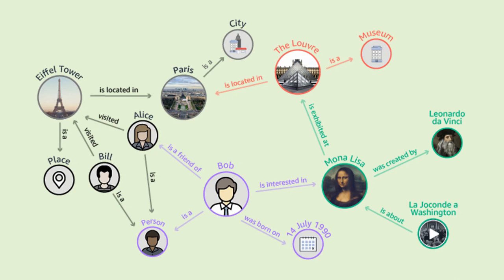Then the other could be Bob, who is a friend of Alice, and who is also a person, but not a friend of Bill, as there is no direct relation. He may be a friend, but here it is not represented, so we assume that he is not a friend. He is interested in the Mona Lisa painting. He was born on a certain date, and the Mona Lisa was created by Leonardo da Vinci. This could be an example of a graph database.